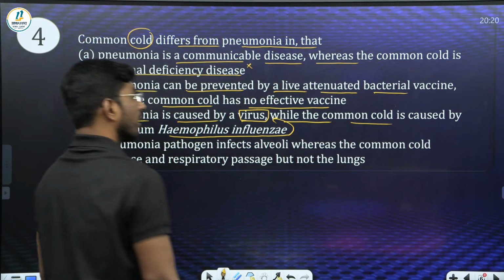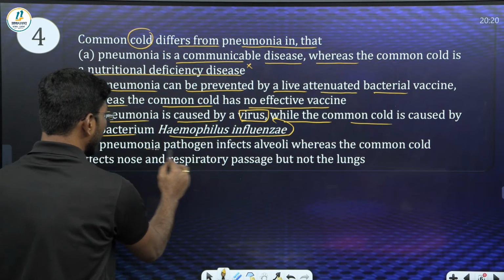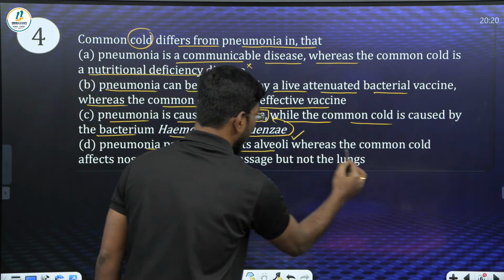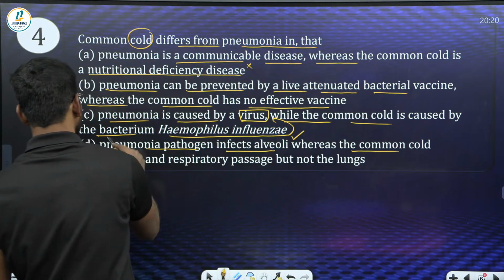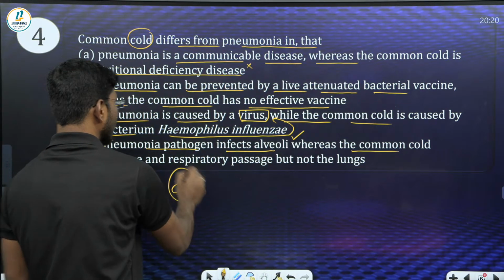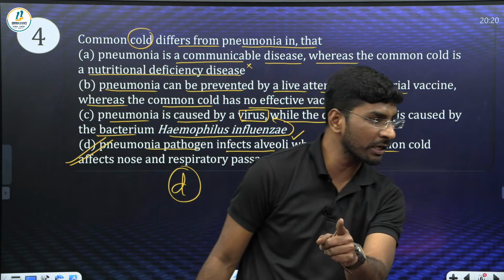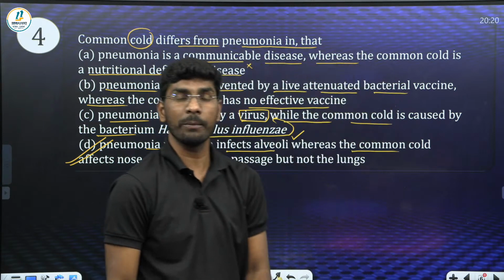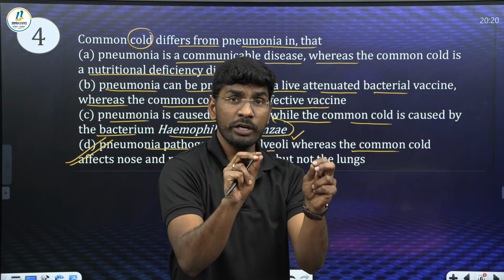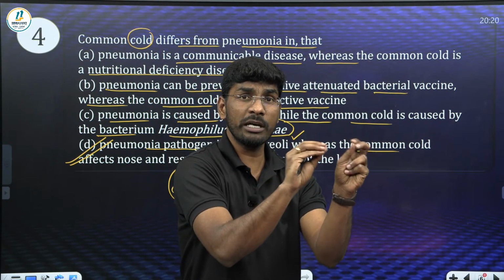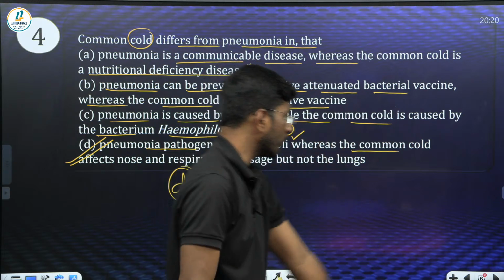Come here, beta. Okay. Next, the pneumonia pathogen infects the alveoli, whereas the common cold infects only the respiratory pathway, not the lung. Absolutely correct. Good. Remember. Now we have covered pneumonia, and also human reproduction, oogenesis. Now look at the next question.